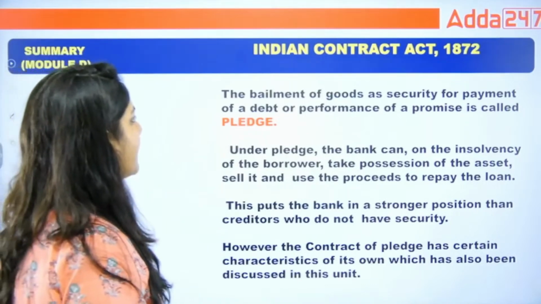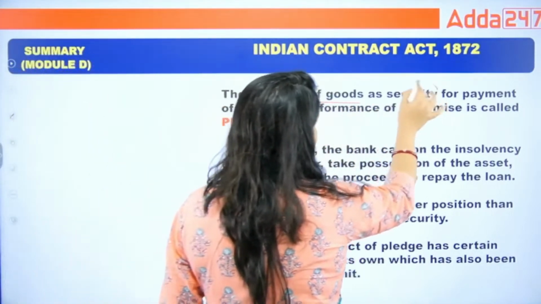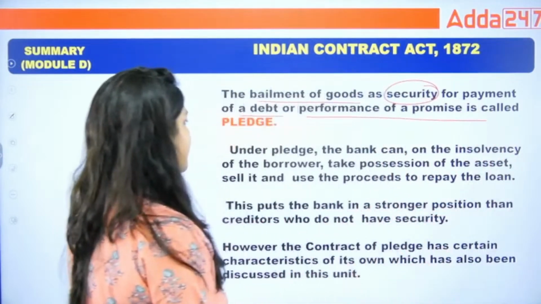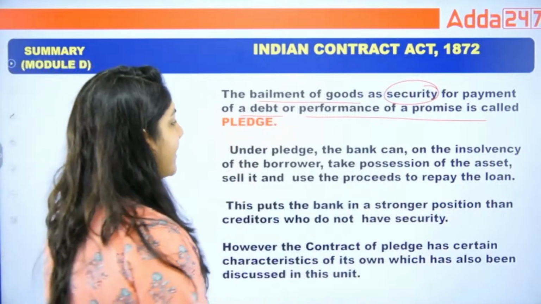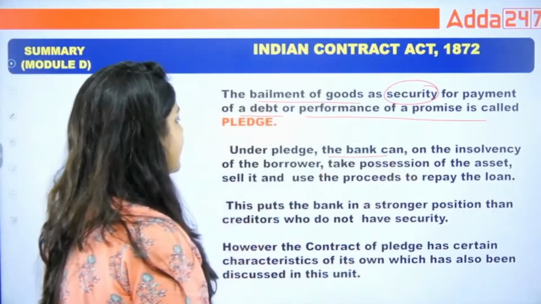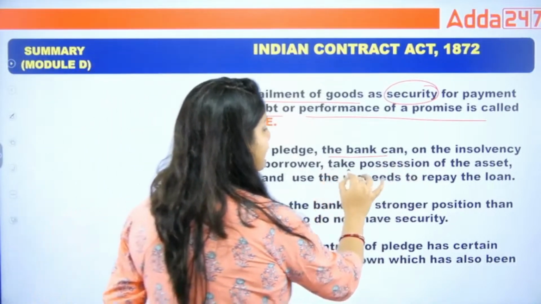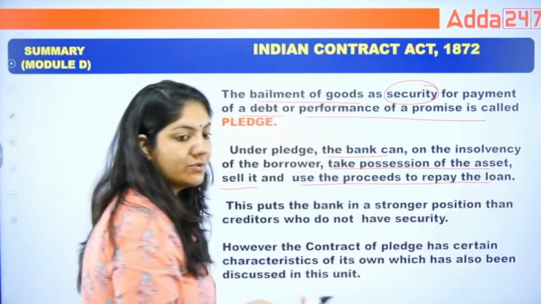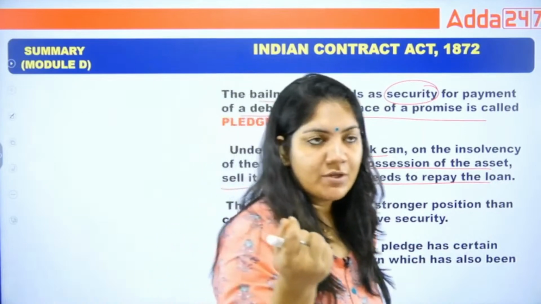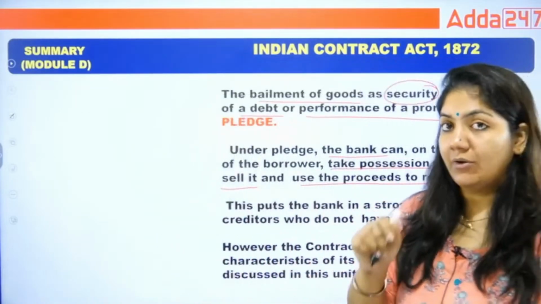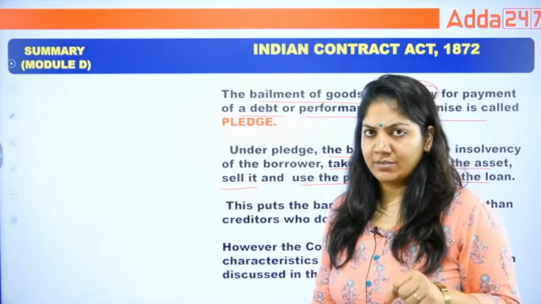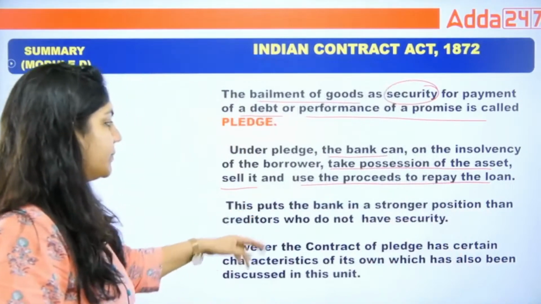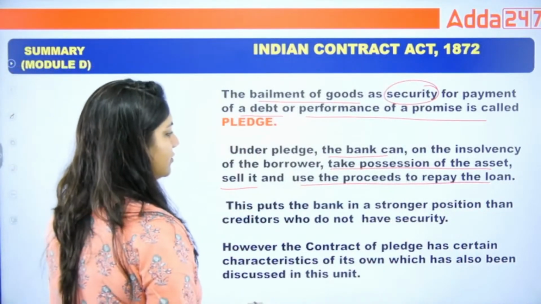Now what is written here? The bailment of goods as a security for the payment of debt and the performance of promise is called pledge. Under pledge, the bank can, on the insolvency of the borrower, take possession of assets, sell it and use the proceeds to repay the loan. Exactly, whatever security is deposited by the pawner, the bank can take it. The bank already has possession, so the bank has a right to sell that property. This puts the bank in a stronger position than a creditor who does not have a security.